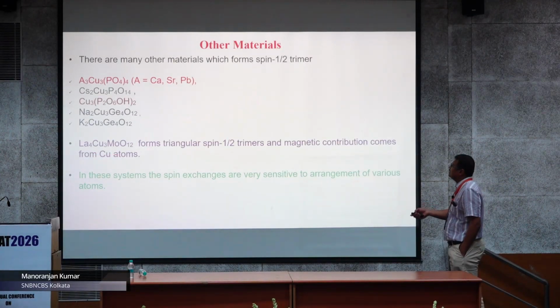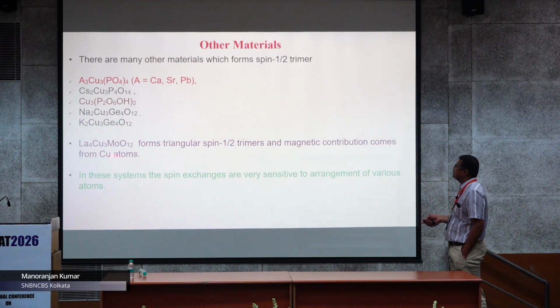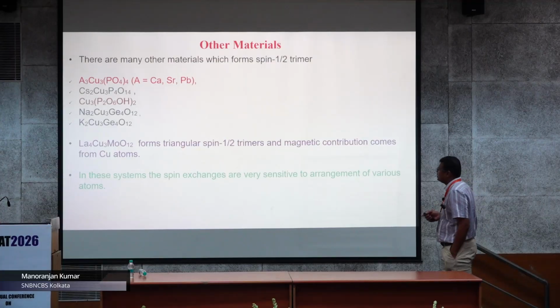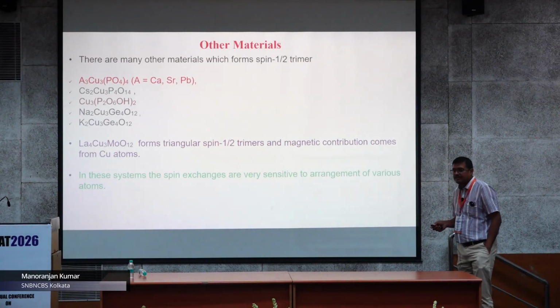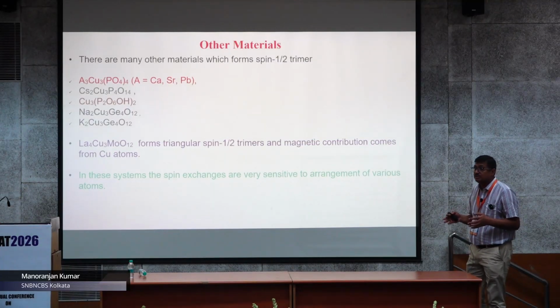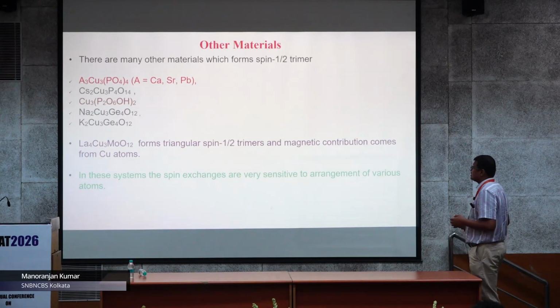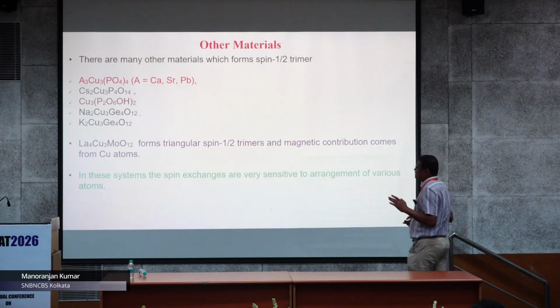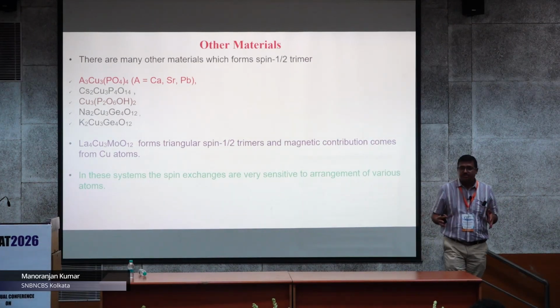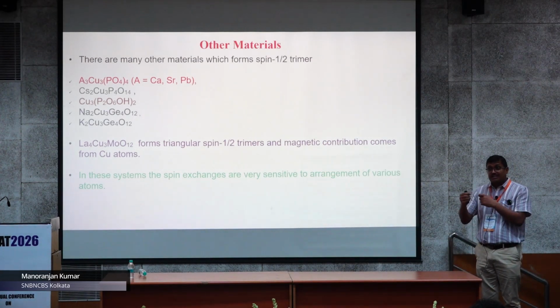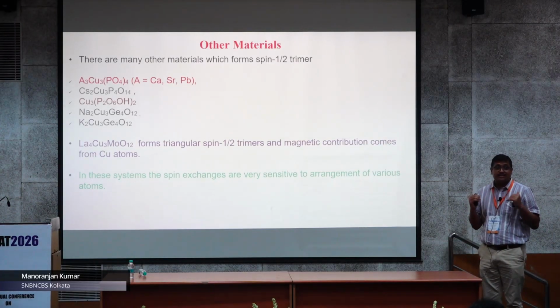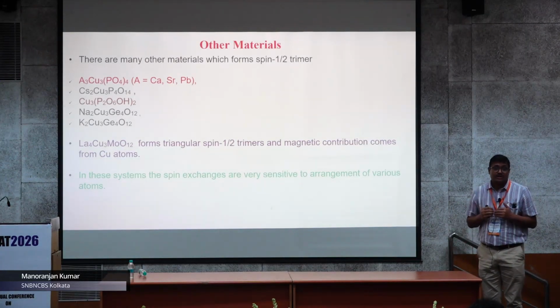Okay, so here are the other materials. If you see this lithium copper molybdenum oxygen, here the copper is the only one contributing to the magnetism, and these are actually triangular in nature, but still the dominant physics is governed by these trimers. And in fact, what we observed in this, that these systems can be 1D or 2D, trimers are playing the main role, but these weak couplings are also very, very important for low energy physics. Okay.